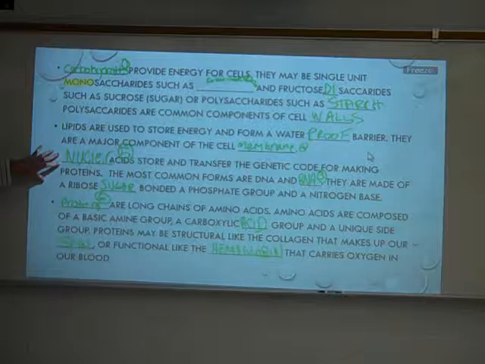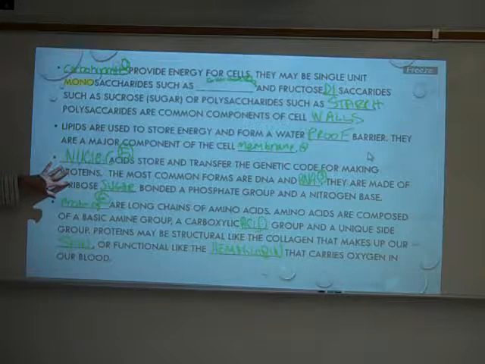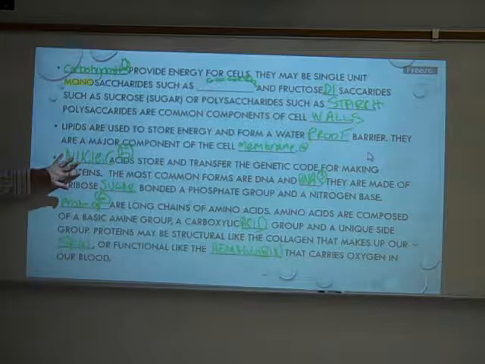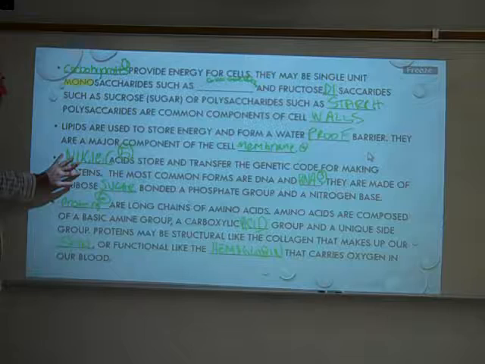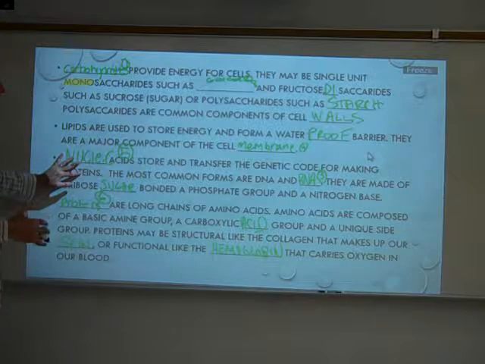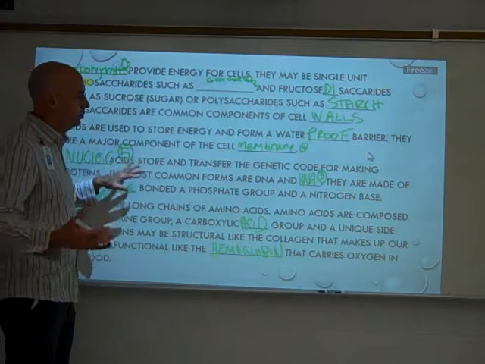Then we have nucleic acids. Now these are the molecules that carry the genetic code. The genetic code is primarily for making proteins. Proteins, as we see down here, are made out of amino acids. The genetic code tells the cell what order to put those amino acids in, and that order ends up giving the properties of the protein to make it do what it wants to do.